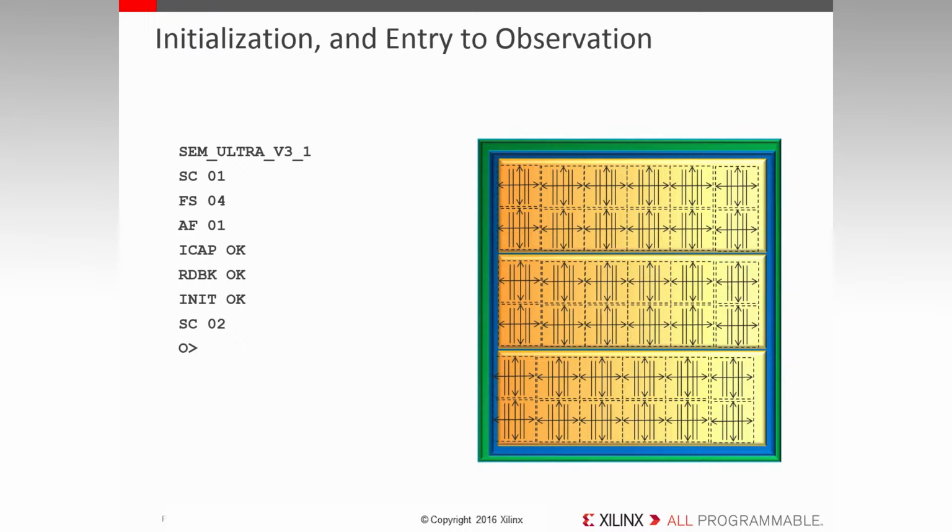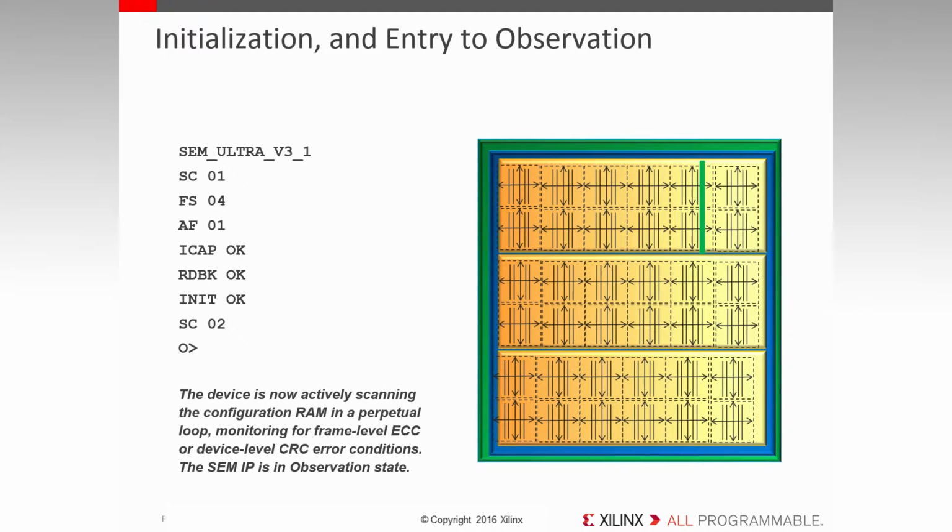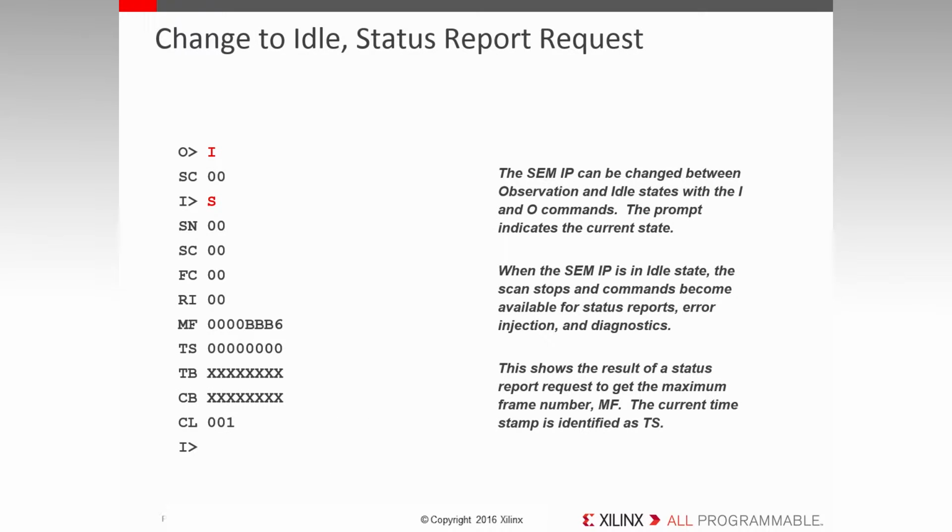Observing the UltraScale+ SEM IP initialization via the monitor interface, you see it announce itself and indicate what features are enabled. Then you see it pass through 3 checkpoints while starting up the hardware scanning, reaching the observation state in which runtime protection is active. Normally you'd leave runtime protection active, but you can change from the observation state to the idle state to request a status report or use the error injection and diagnostic commands.